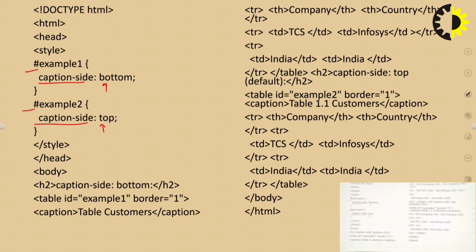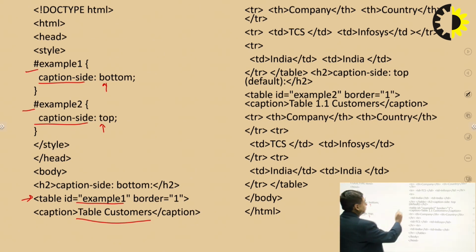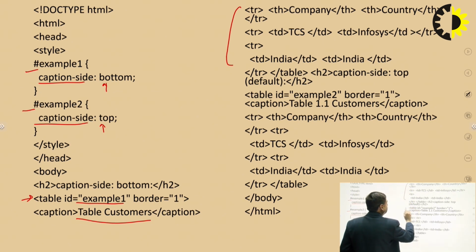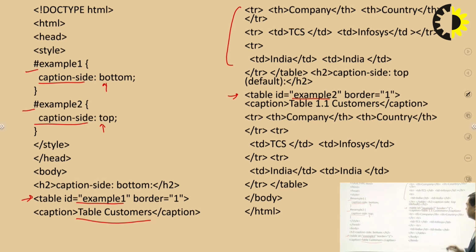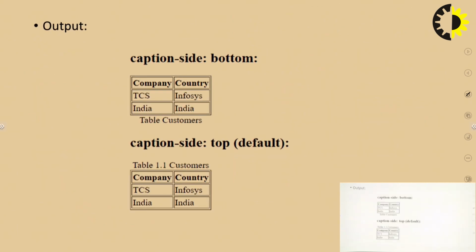And now we are using it here in the table. Here you can see table ID equal to example 1 and the caption is table customers. So this caption, that is table customers, will be displayed at the bottom of the table and the table is defined here. These are values of the table. Now we have defined the second table, with ID equal to example 2. In this case, this caption will display at the top of the table and this is how the table is defined.